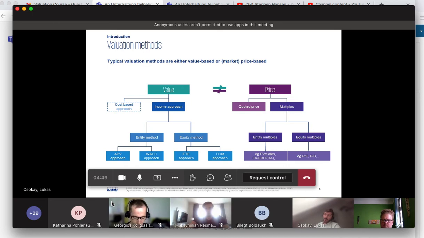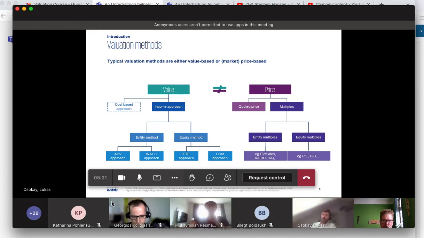The value-based ones we discussed in the last sessions, and you also discussed them with Professor Deng. Basically, the income approach is the most prominent one, with two different methods: entity method and equity method. Within these methods, you have different approaches: APV, the adjusted present value approach, and the WACC approach for the entity method, and for the equity method, you have flow to equity or the DDM approach, for example.